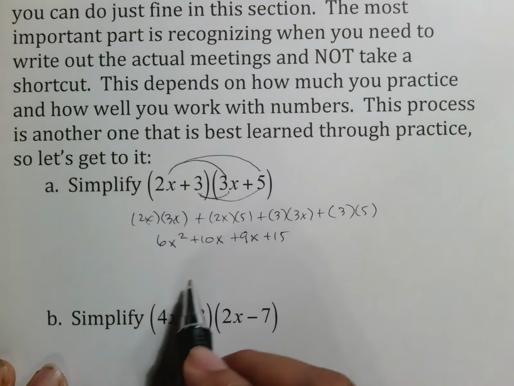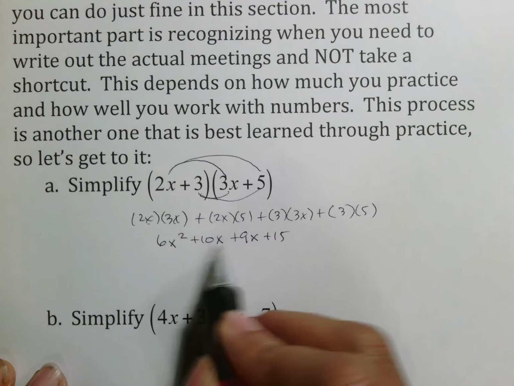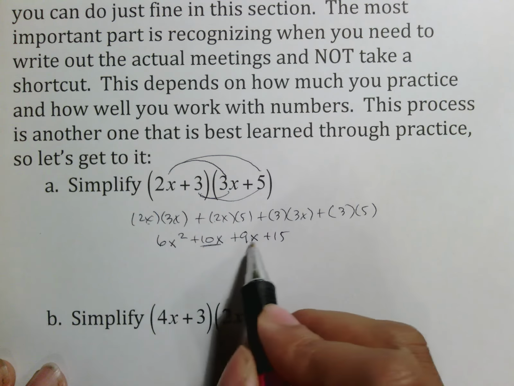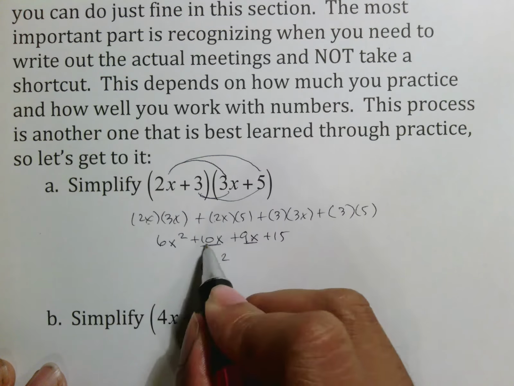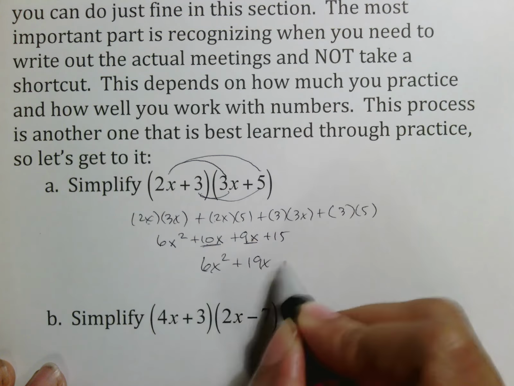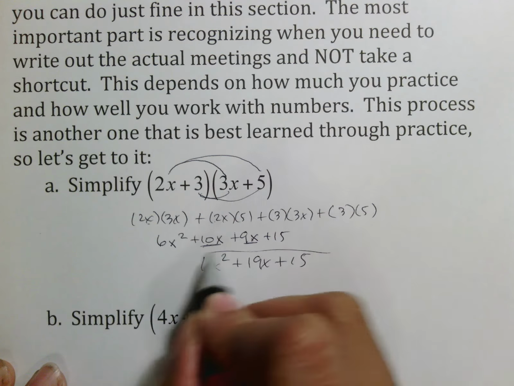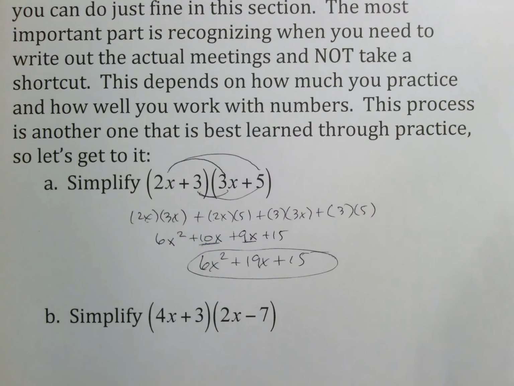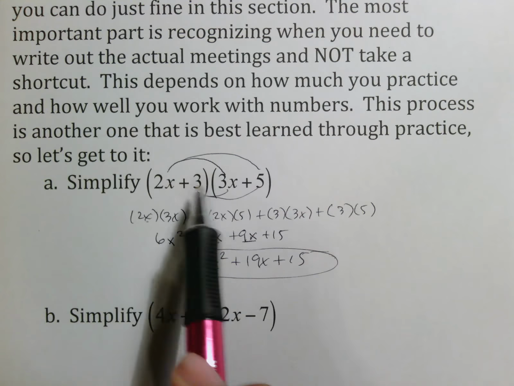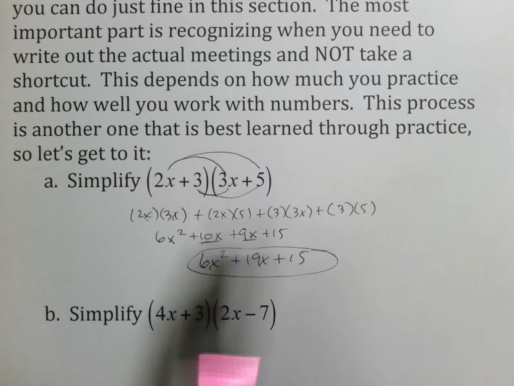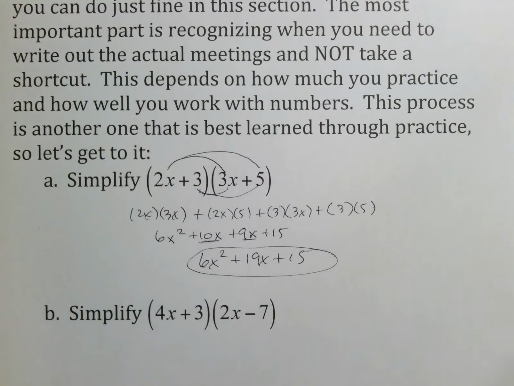The last thing you have to be careful on with this is that there might be like terms because of all this going on. So you have here and here. Both of those are like terms, so we put 6x squared, 10 and 9 make 19x, and 15. So again, make sure that you put your like terms together, because that is actually where you mess up more than anything else. The key thing here is to recognize again that you had 2x meet 3x, 2x meet 5, 3 meet 3x, 3 meet 5, and all we did was multiply each part.